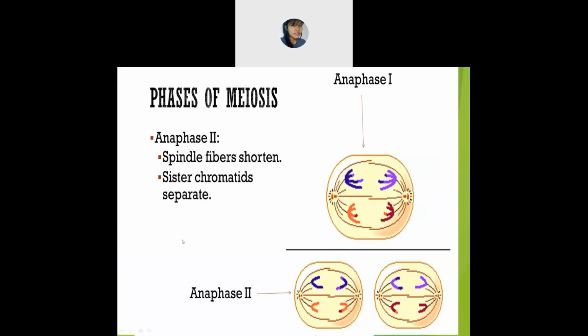Next is anaphase. In the anaphase, what will happen? They will try to separate. So for that, the spindle fibers will get shortened. The spindle fibers will be short, and the chromatids will also separate. So what will you find in anaphase 1? The length of the spindle fibers will decrease, and the chromatids or chromosomes will now separate. Did you understand?